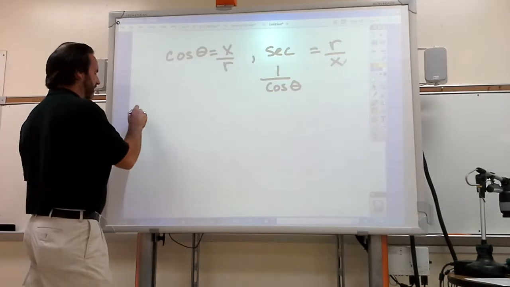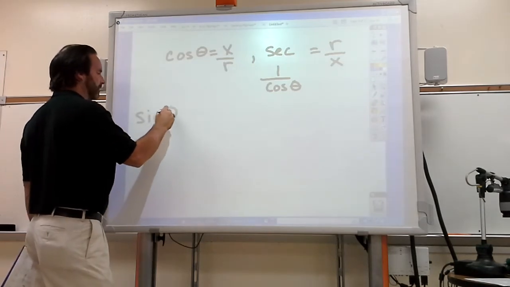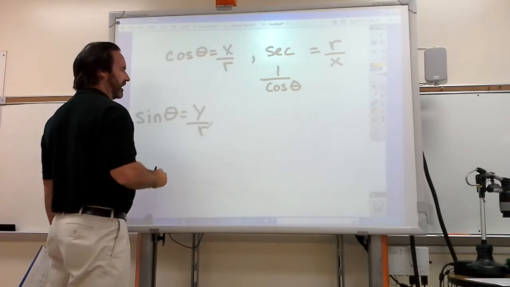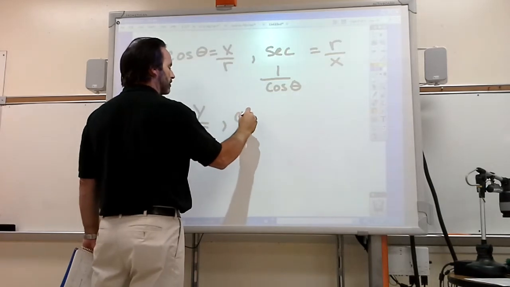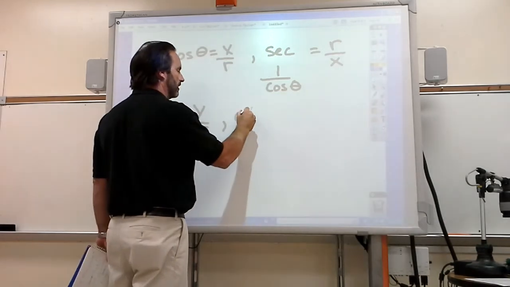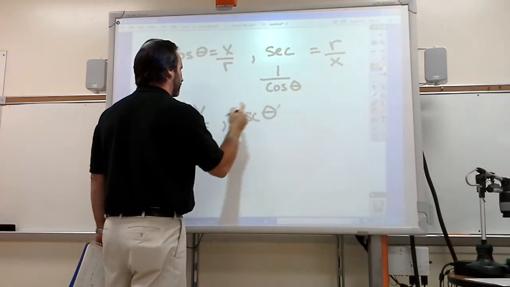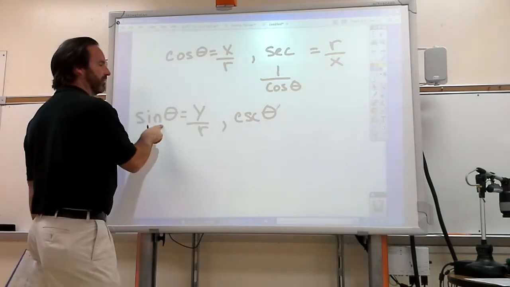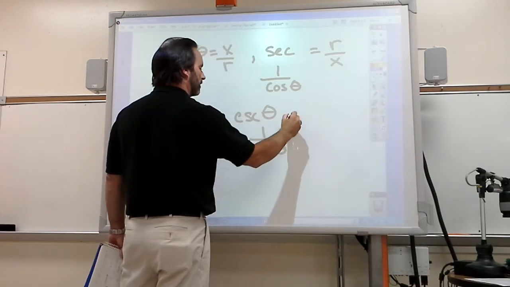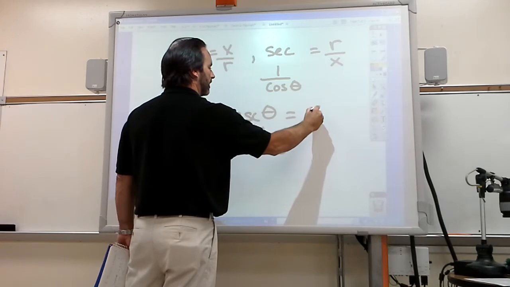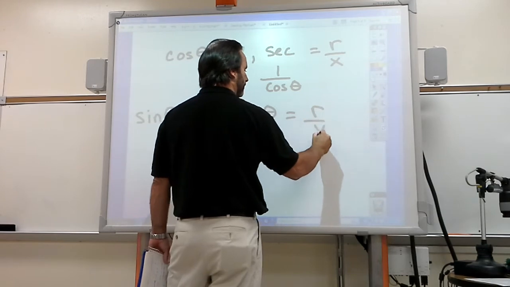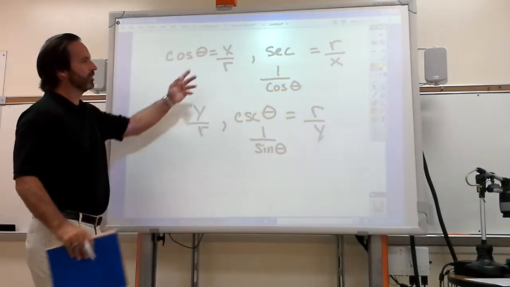Another one. Let's do sine. Sine of theta equals y over r. And it's paired up with cosecant, C-O-S-E-C-A-N-T. They're kind of paired up. Remember, cosecant's the reciprocal of this because it's what? That's 1 over sine theta, which basically gets me what? R over y. Okay? So remember, notice how the reciprocals.